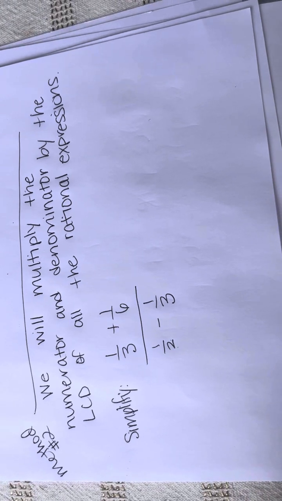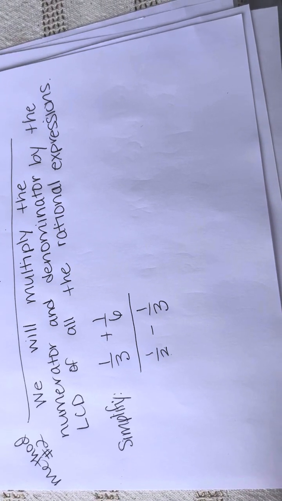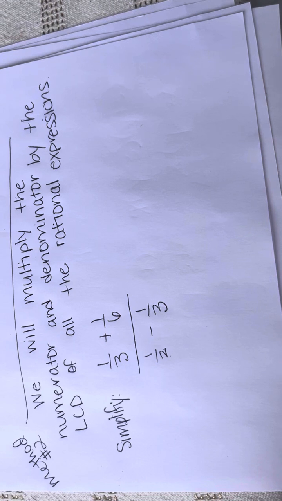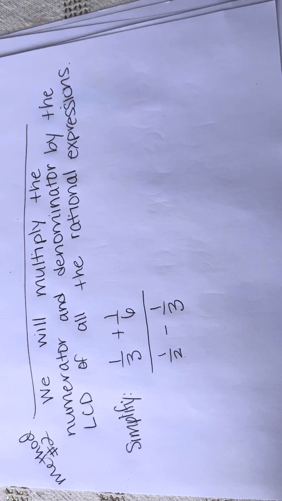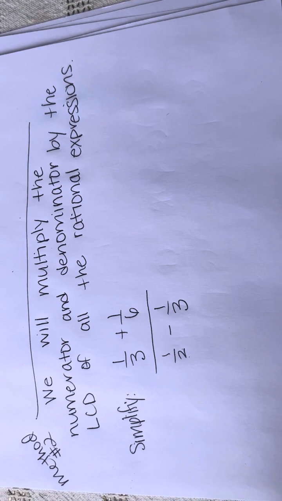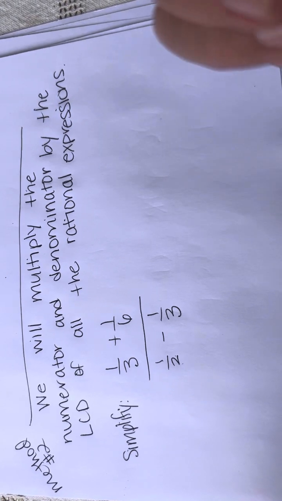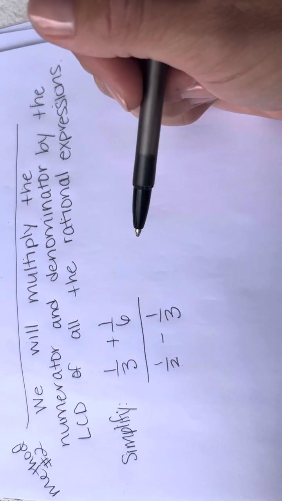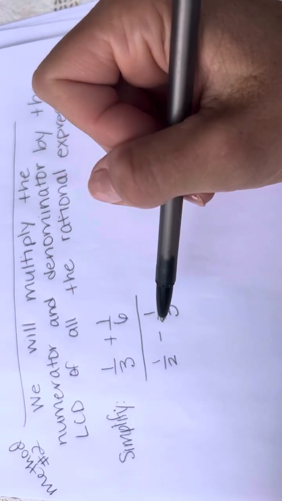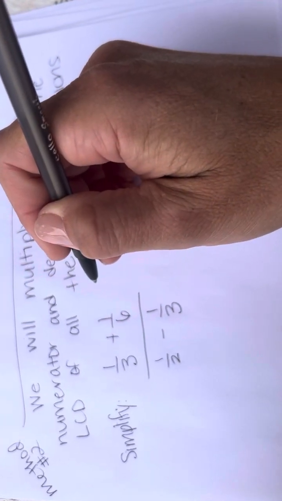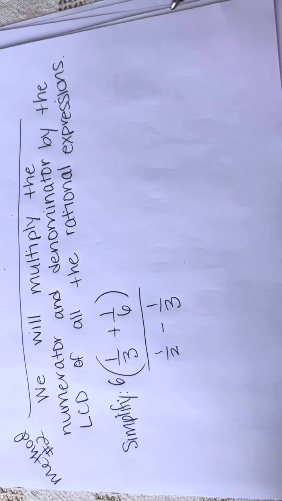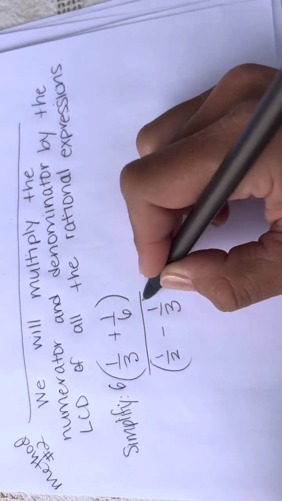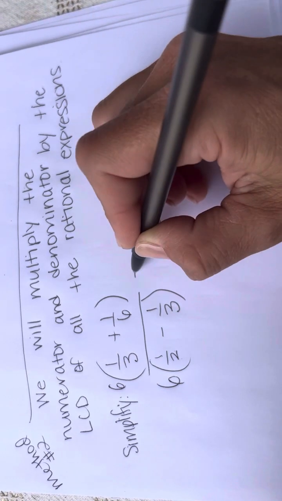We can also simplify by multiplying by the least common denominator, which will clear the fractions. So we will multiply the numerator and denominator by the LCD of all the rational expressions. We already talked about how our least common denominator on this problem was 6. So you can go ahead and multiply the numerator by that LCD and then also the denominator.